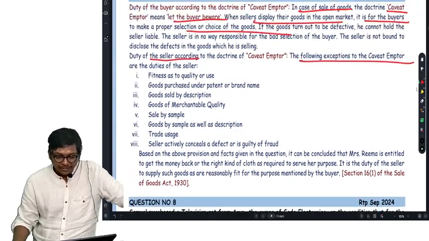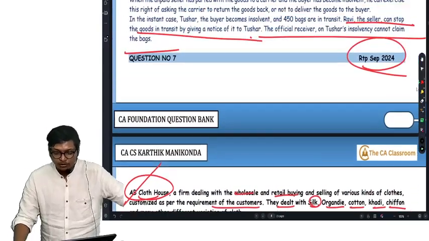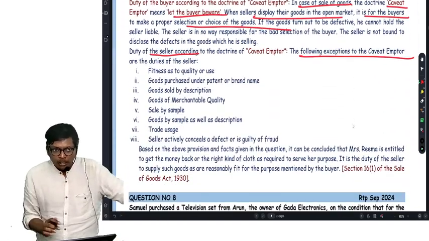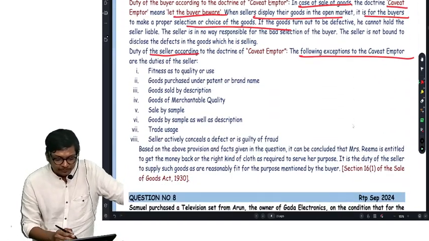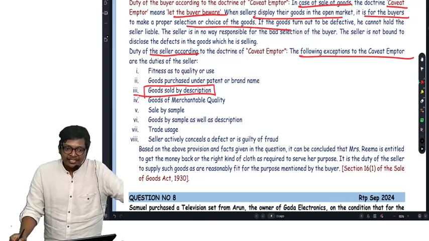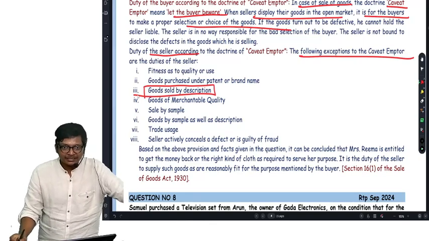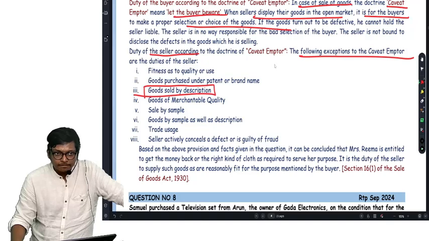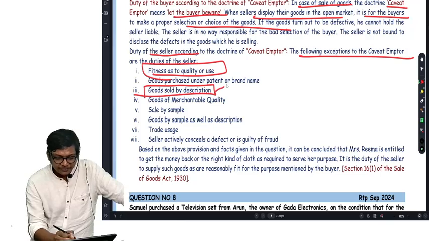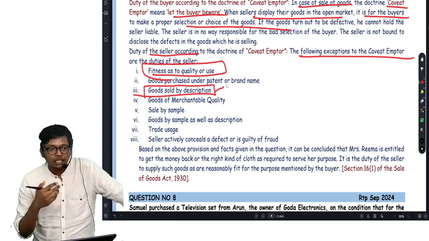What are they? Why did they write so much detail? Because it's a 7-mark question. If it were 4 marks, you don't need to write all the exceptions. You just write one of the exceptions of caveat emptor is goods sold by description. When I ask for a description, it should match the description. Yes, that will also come. The description I asked for was cotton silk.